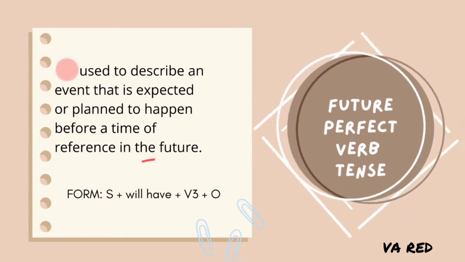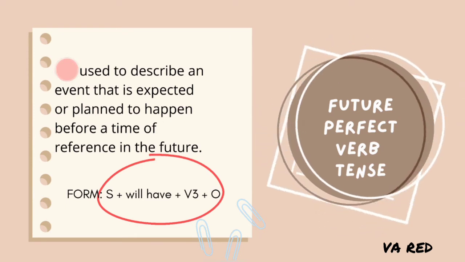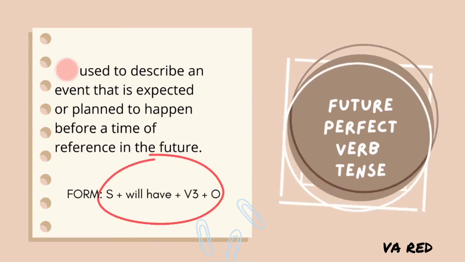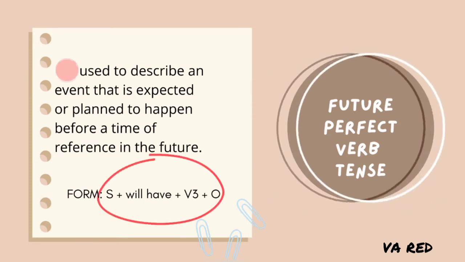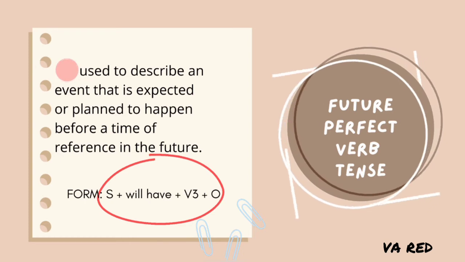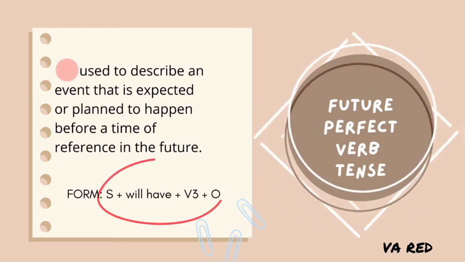Future perfect verb tense is used to describe an event that is expected or planned to happen before a time of reference in the future. Ito yung kilos na inaasahang natapos na sa hinaharap. And the formula for this is subject plus will have plus verb in past participle form plus object.